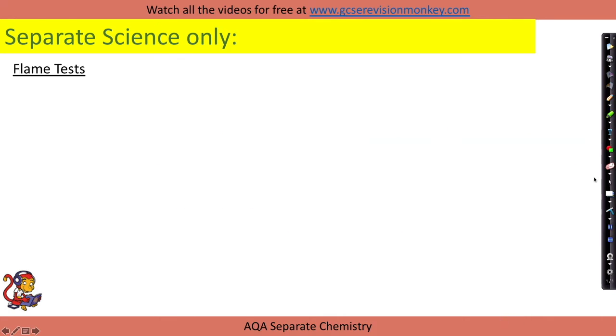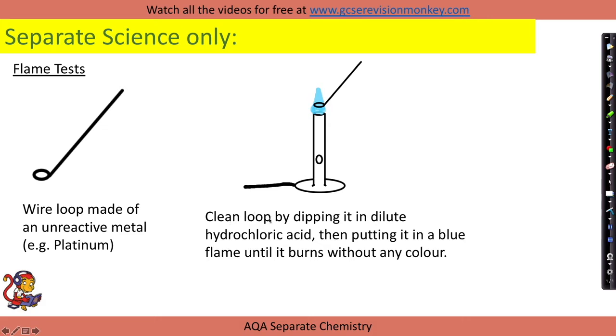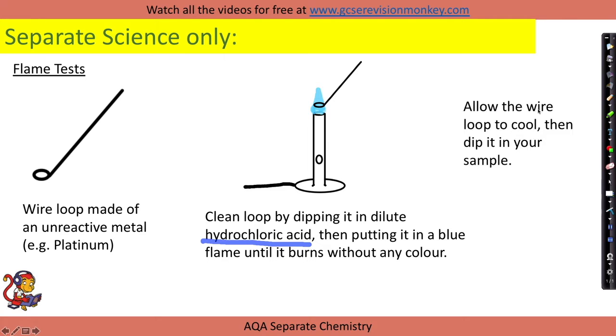One thing that you can do to test for the metal ions, which are the positive ions, is to do flame tests. You'd need a wire loop made of an unreactive metal, for example platinum, and you'd need to clean the loop by dipping it in dilute hydrochloric acid and then putting it in a blue flame until it burns without any colour. You then allow the wire to cool and then dip it in the sample that you are testing, for example the white powder from the previous page. You'd then put your loop with your unknown sample back into a blue flame.